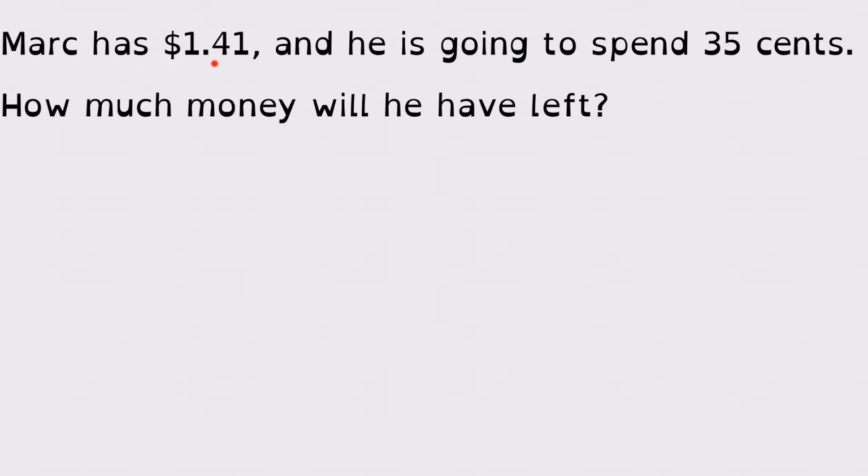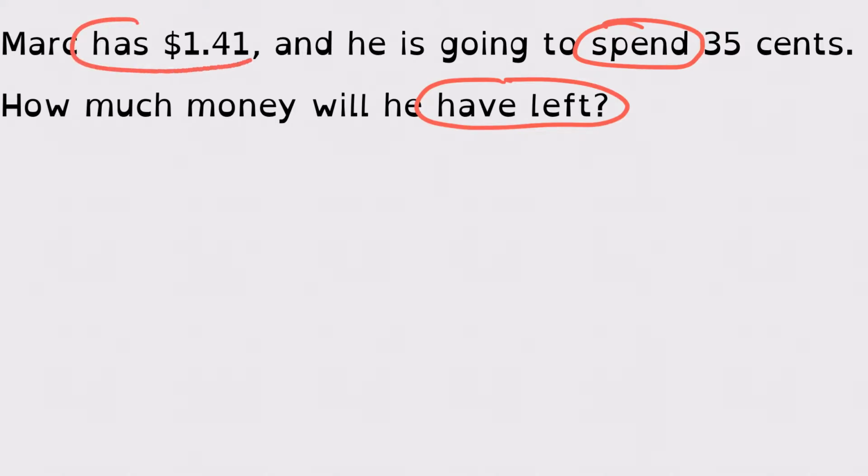Mark has $1.41, and he is going to spend 35 cents. How much money will he have left? So some clues I see here are that he's spending money. That's a clue for subtraction. We're looking for how much does he have left, another clue for subtraction, and it tells us a total already.